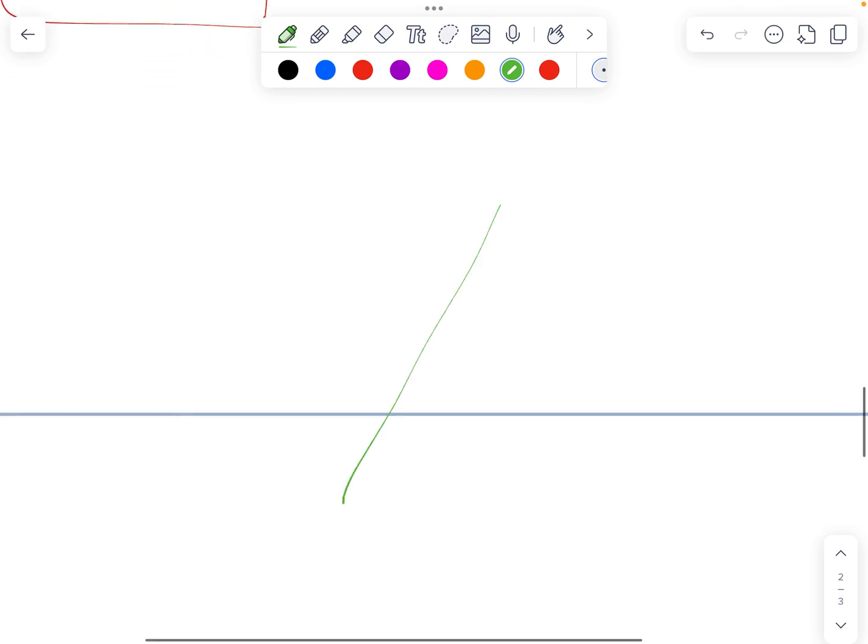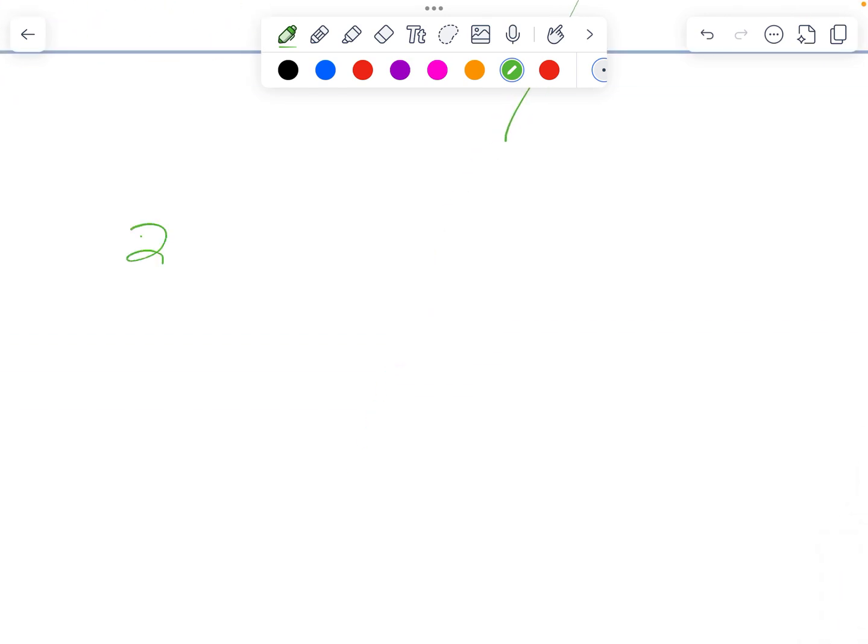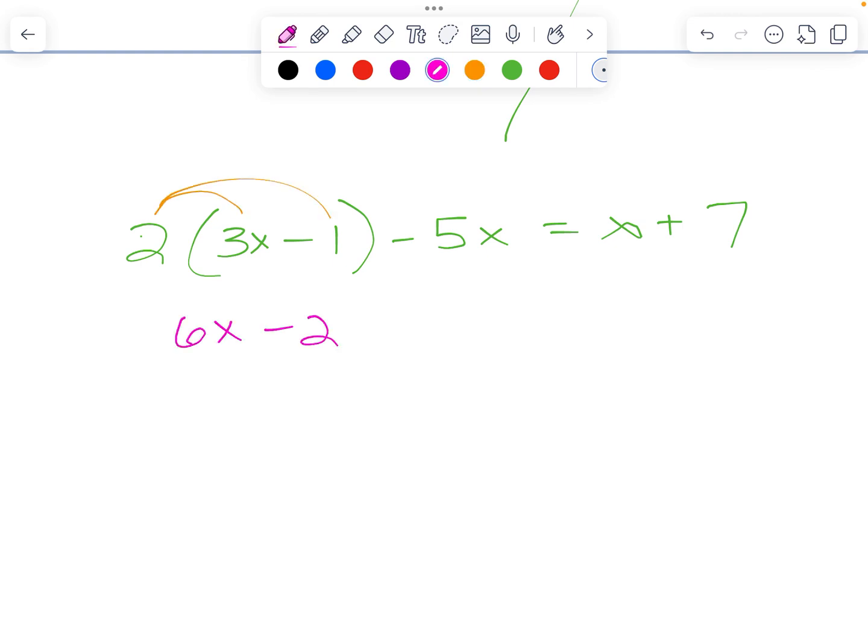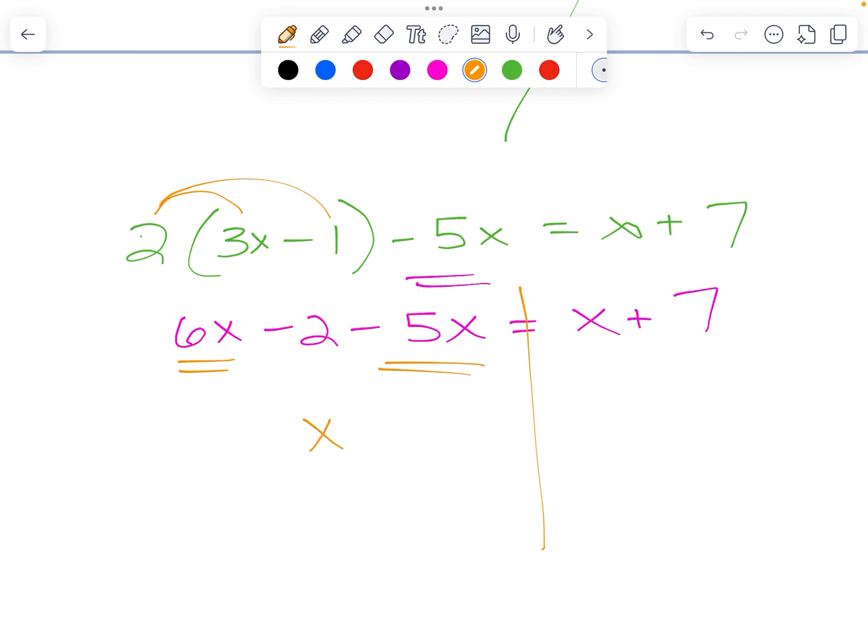Now, that's it for these problems, but I want to show you one more special example. So let's say we had the problem 2 multiplied by 3x minus 1, minus 5x equals x plus 7. So when I start working on this problem, I might distribute first. So I have 6x minus 2, and I'm just going to tack that on because it's not part of the parentheses, equals x plus 7. There are some things that I can combine here. So I can combine on the left-hand side my 6x and my negative 5x. So I have x, just 1x, minus 2 equals x plus 7.